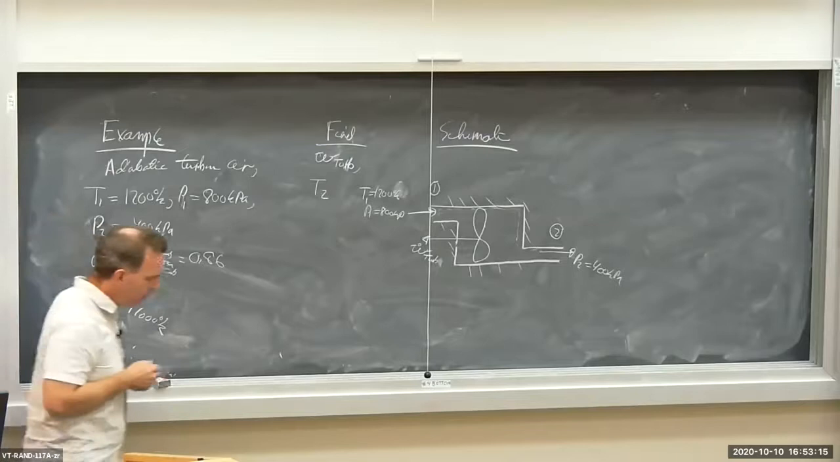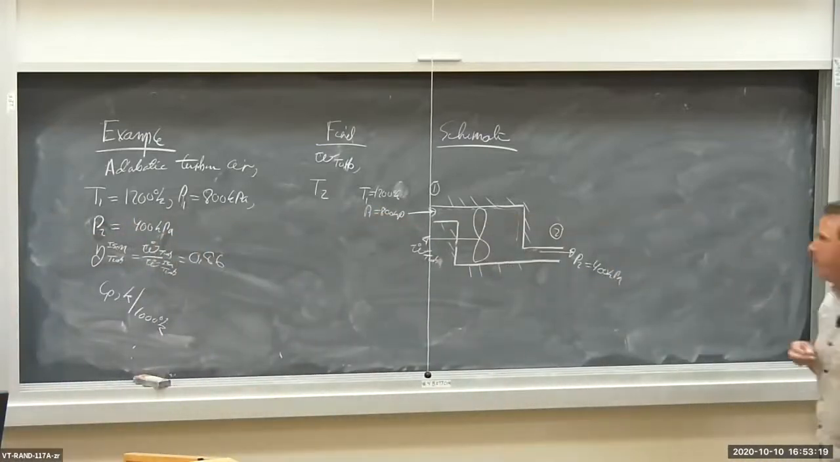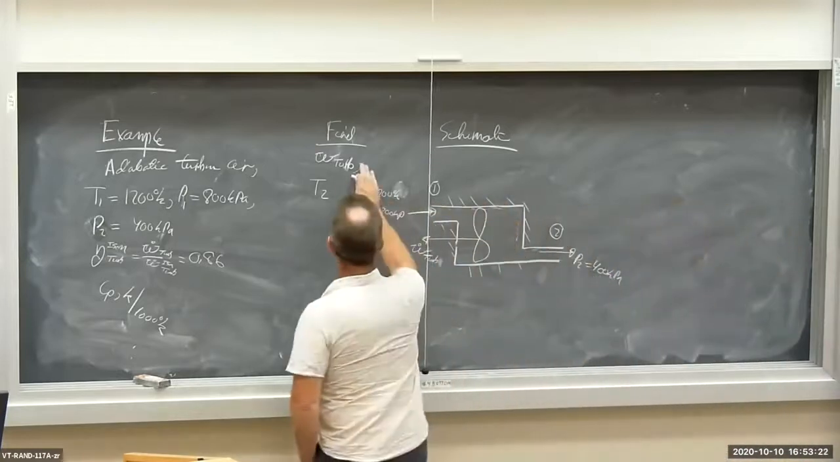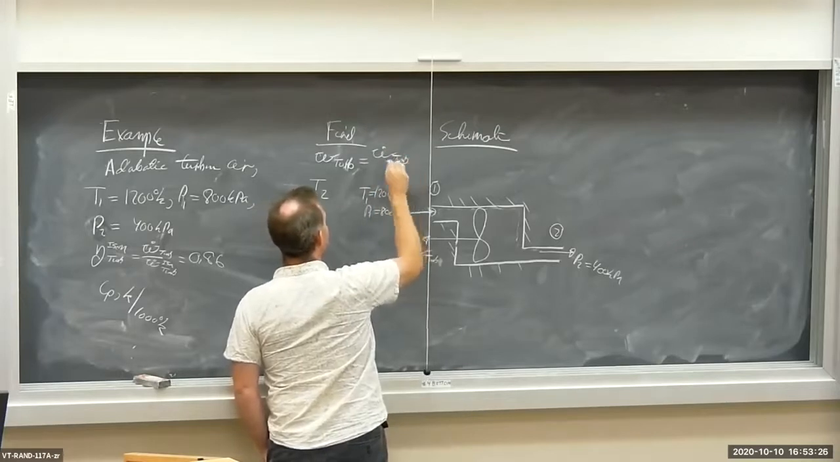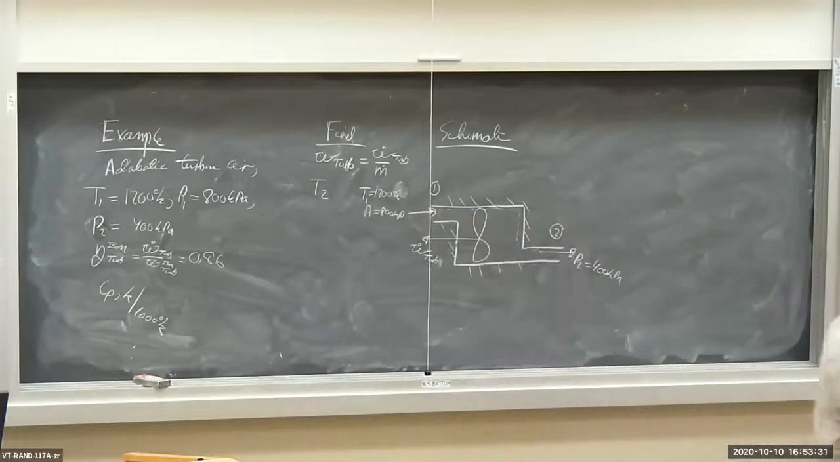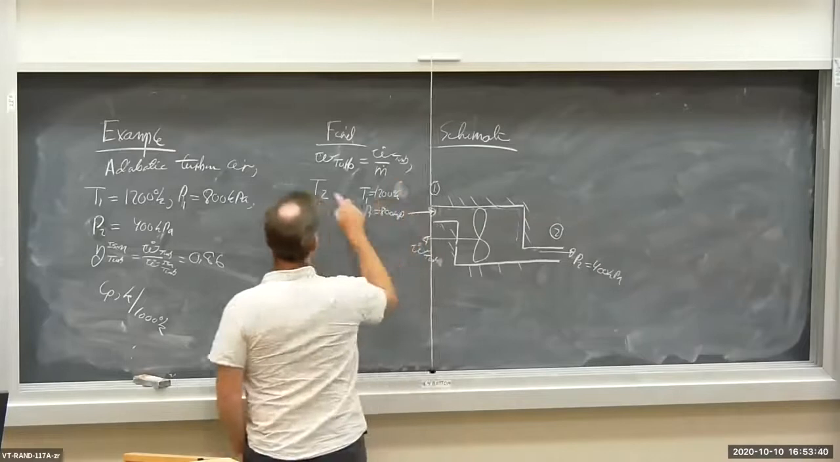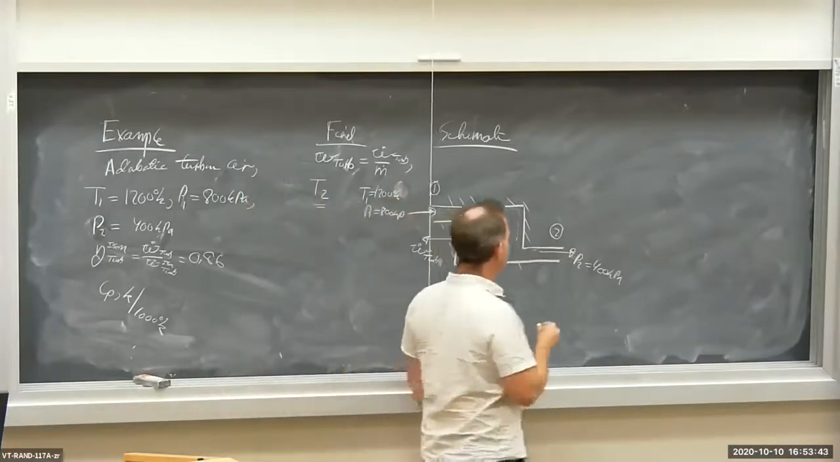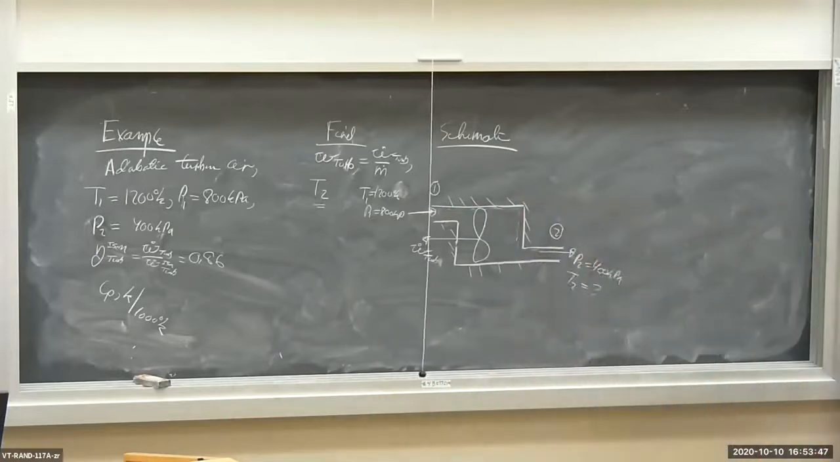So what are we supposed to find here? We're supposed to find the specific turbine work, or if you like, w turb, which is W dot turb divided by m dot. We don't have any mass flow rates in this problem, so we can only find specific turbine work. And I also want to find the exit temperature T2. How hot is the exhaust coming out of this thing?